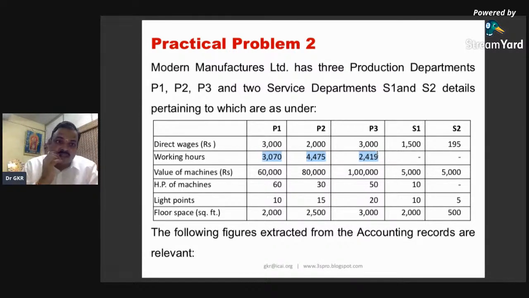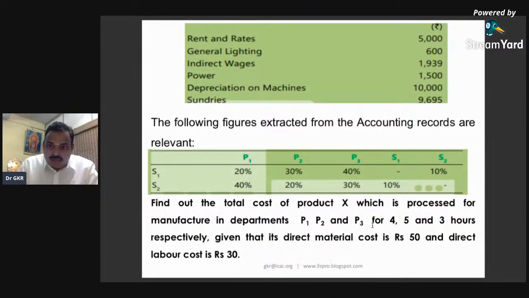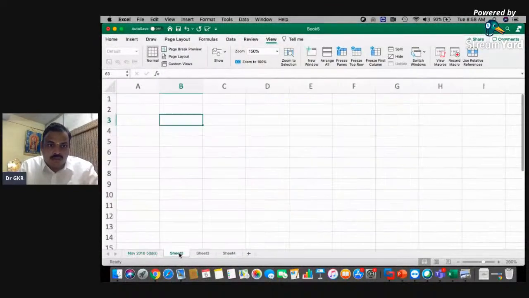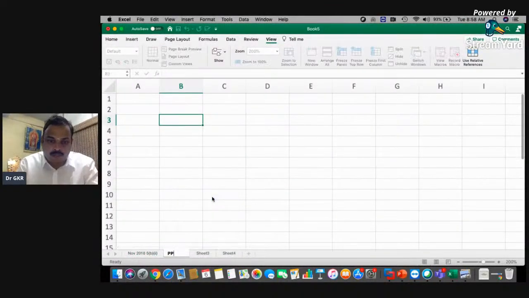What is the working hours? It should be machine hours only. So based on machine hours, you will find the machine hour rate, and then you will multiply that machine hour rate for P1, P2, P3 into 4, 5, and 3 to absorb that overhead into the cost, because they have given the material cost 50 and labor cost 30. So very interesting question. So let's do this particular question, guys. So this is your practical problem 2.